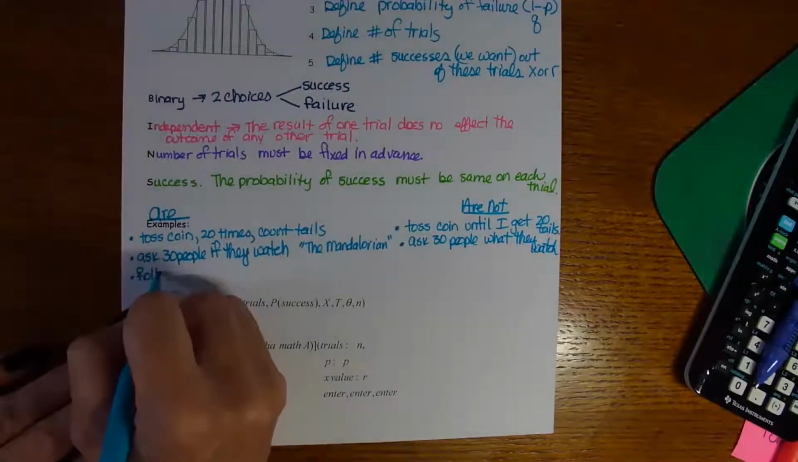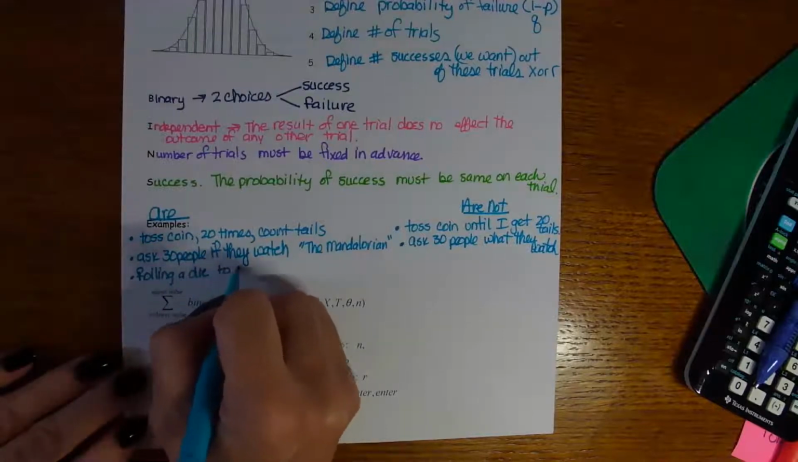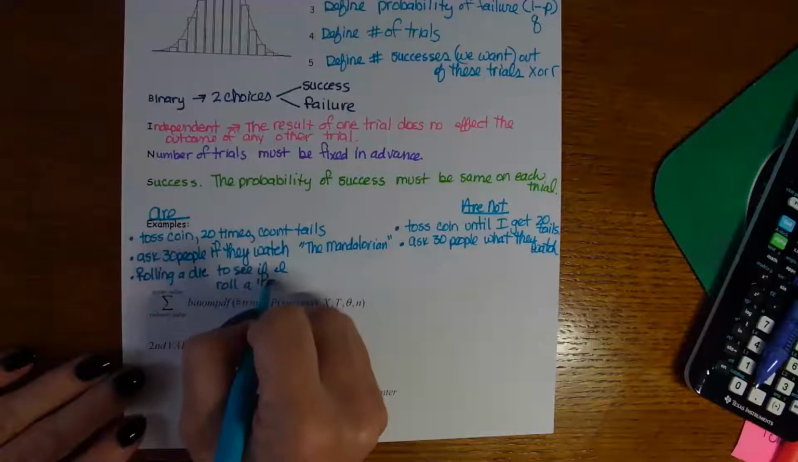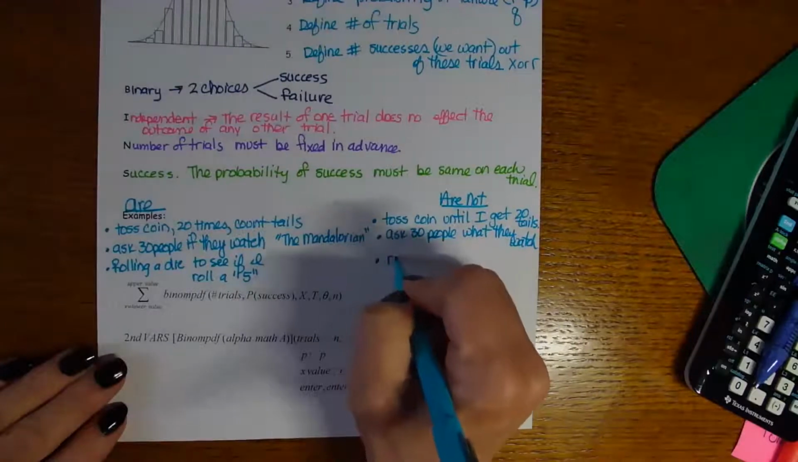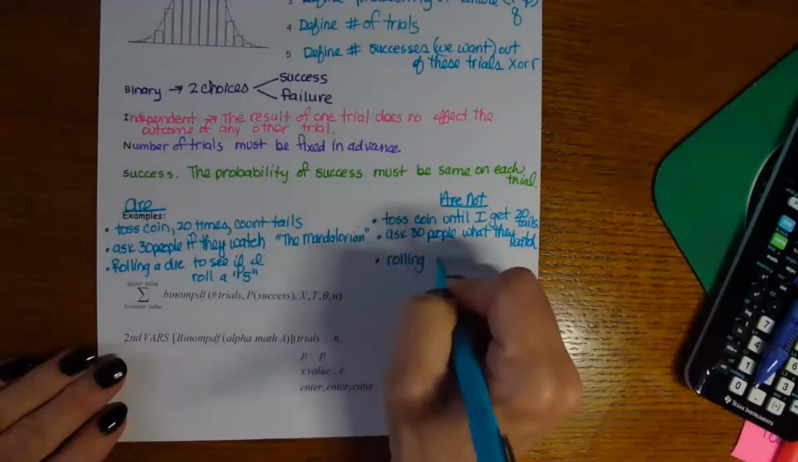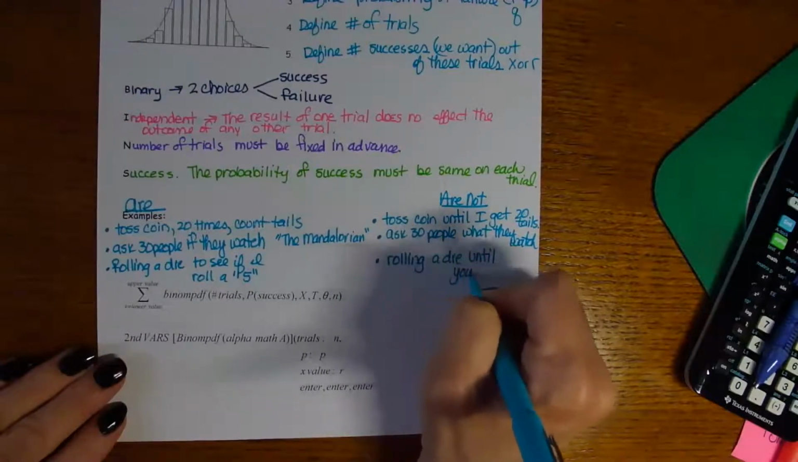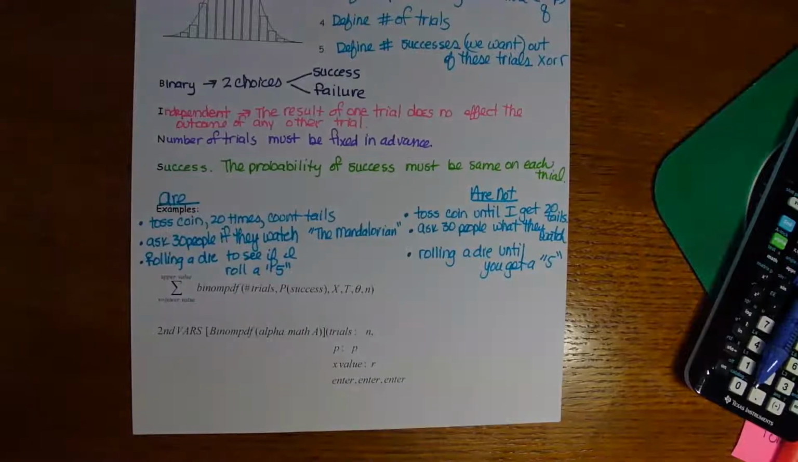Rolling a die to see if I roll a 5. What would not be binomial is rolling a die until you get a 5. Does everyone see the difference in what a binomial is? Binomial probability, we have to say 5 is a success, any other number is a failure.